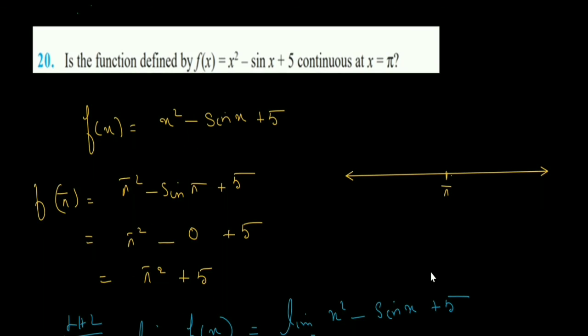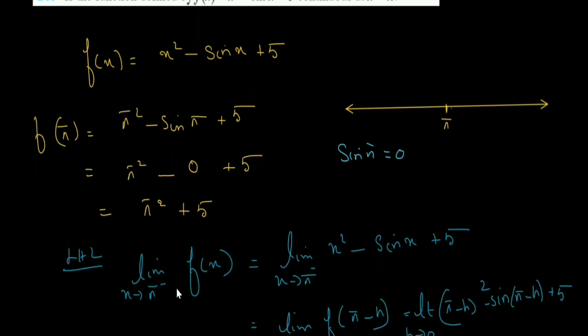Question number 20. Is the function defined by f of x is equal to x square minus sin x plus 5 continuous at x is equal to pi? So at pi we have to find f of pi, which is x square replaced by pi square, minus sin pi, plus 5. You know the sin pi value is equal to 0. So it is pi square plus 5.